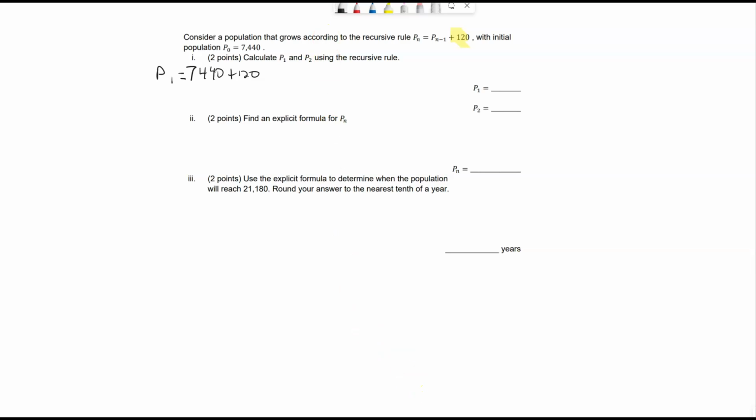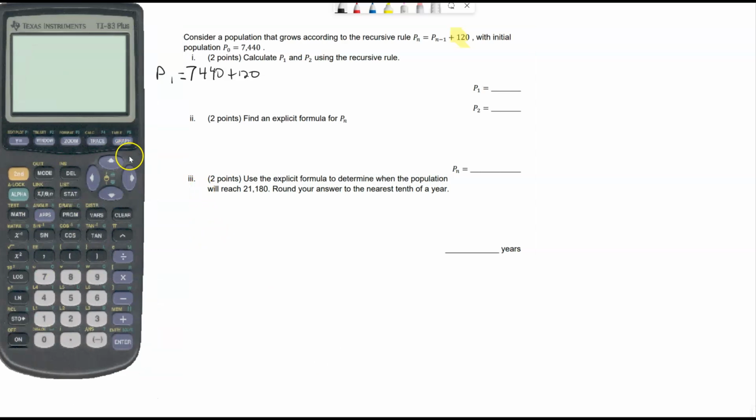So we go to our calculator, make sure we get this right. 7440 plus 120. This will be P sub 1. Now let me take that and add 120 again. This should be P sub 2. If I add 120 again, this would be P sub 3, etc., etc., etc. So we have 7560 and 7680.